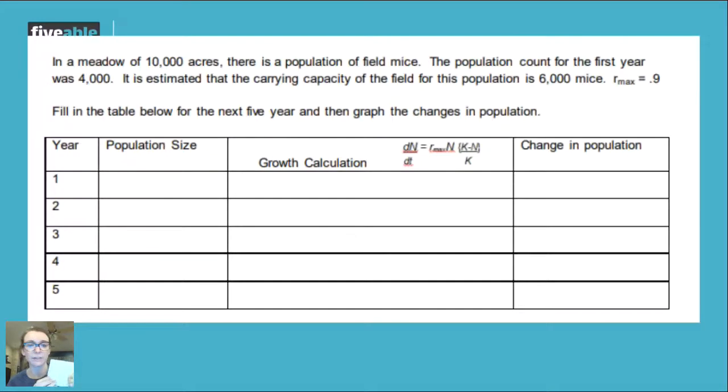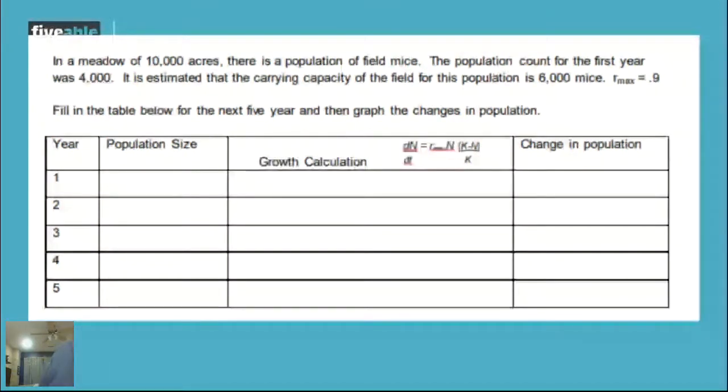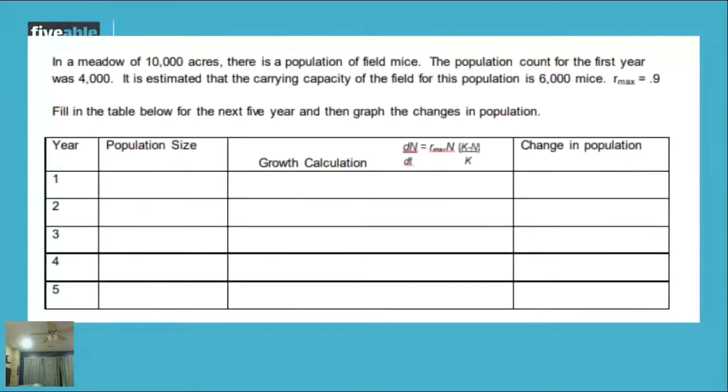Okay, and in order to find our growth calculation, I don't know if you can see this piece of paper at all. Probably not. Let me see if I can turn off the light. That's not blaring, maybe. Okay, there we go. I'll just have to put it right up here.